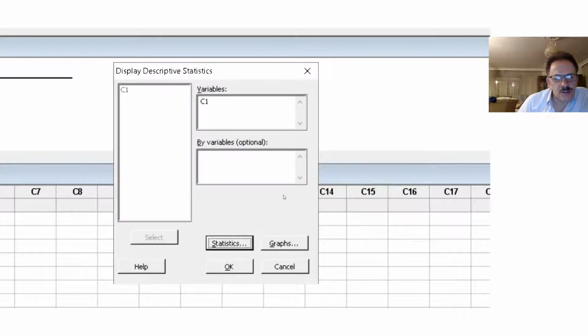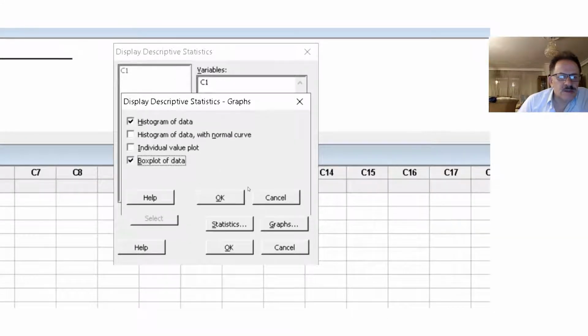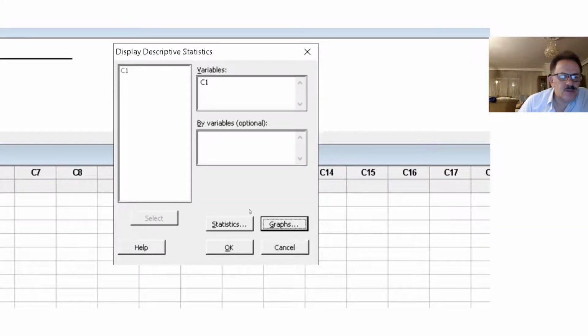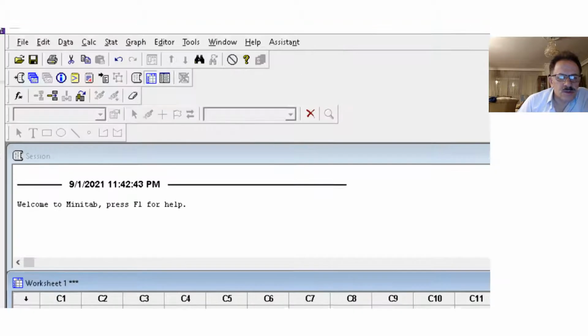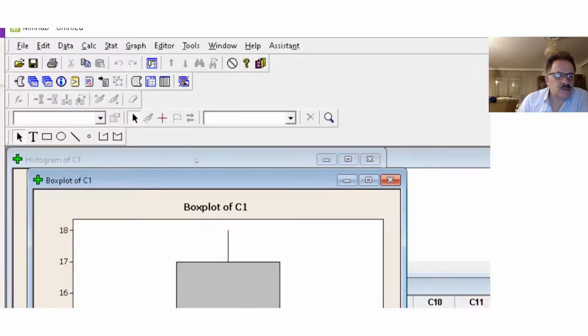I will go and just say OK. In case you need any graphs, you can ask it to draw a histogram for the data, and we can do any other one, such as a box plot if I want to draw it. That's all I have, and then after that I will say OK. So you have to wait a little bit, and then you will see the results.